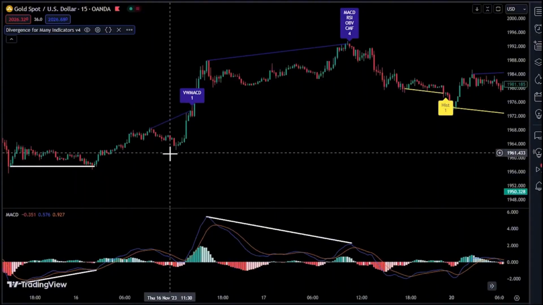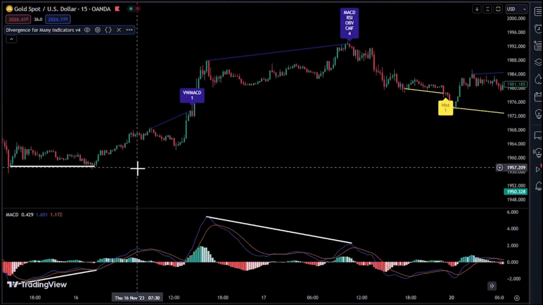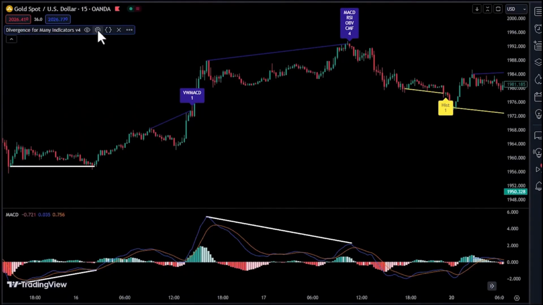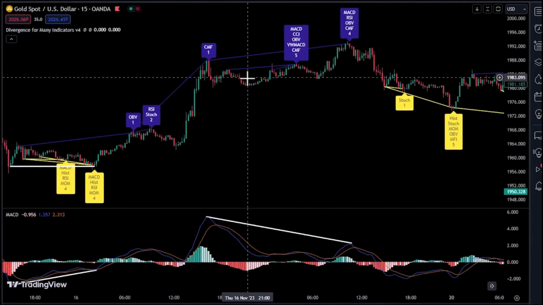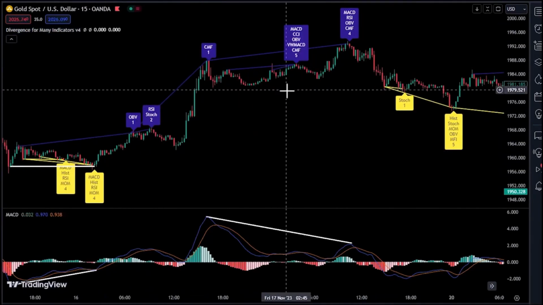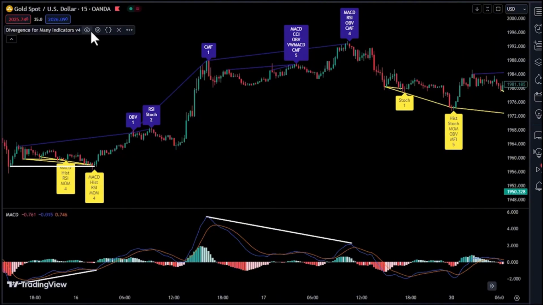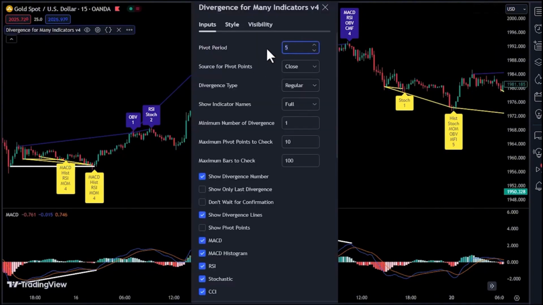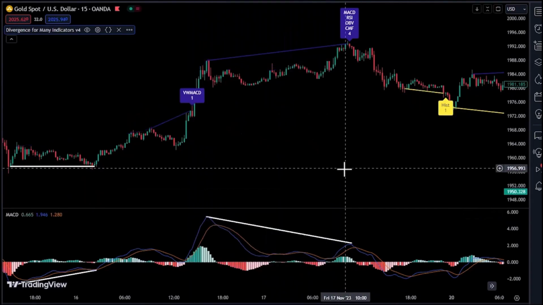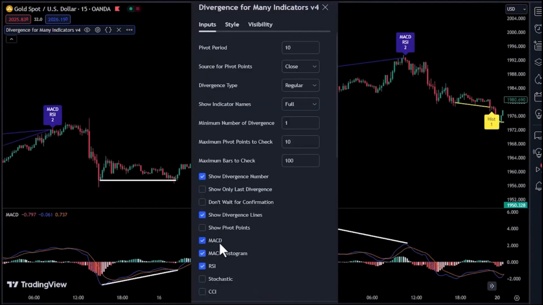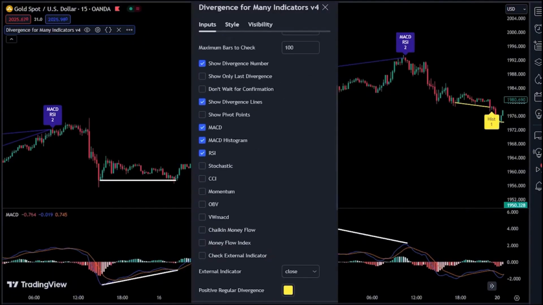Some of these divergences that were present in smaller time frames and pivots will be eliminated. When we look at the chart, we notice that the number of divergences it shows us is quite high, and the main reason for this is that we are using a pivot period of 5. If we change this to 10, the number will significantly decrease.